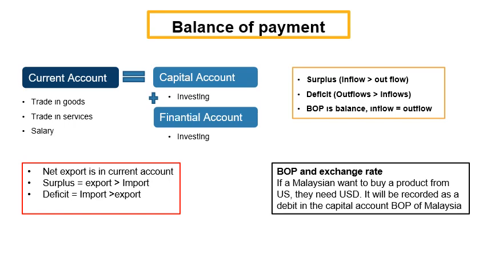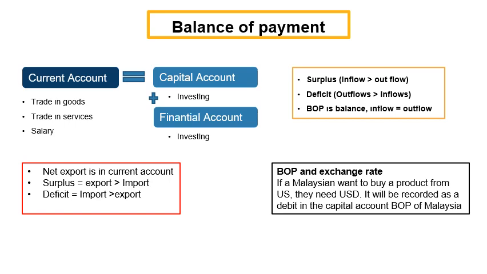But there will be three situations in the balance of payment. There will be a surplus when inflows are more than outflows. There will be a deficit when outflows are more than inflows, or the balance of payment is balanced, which is when inflows are equal to outflows.